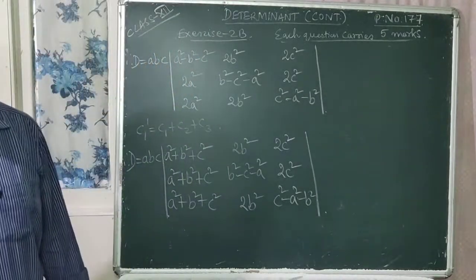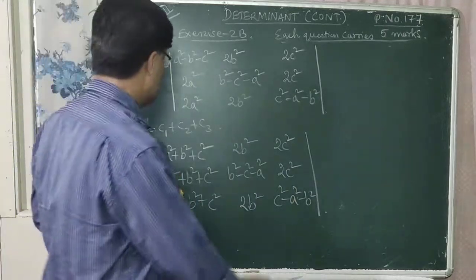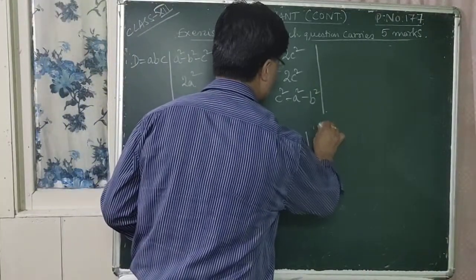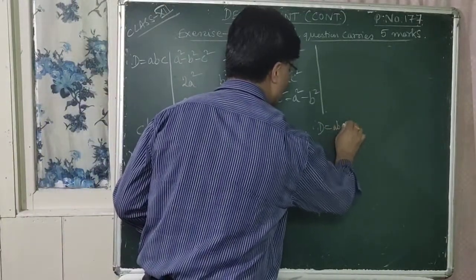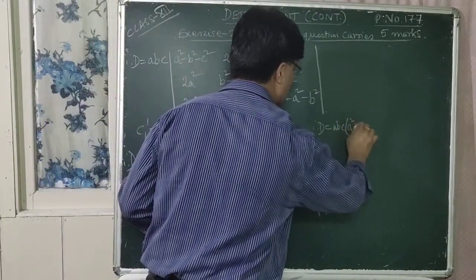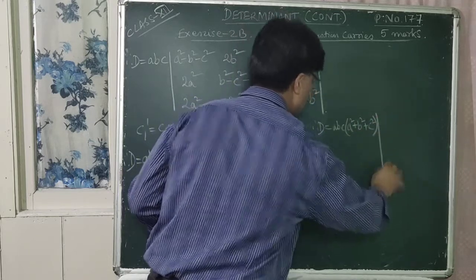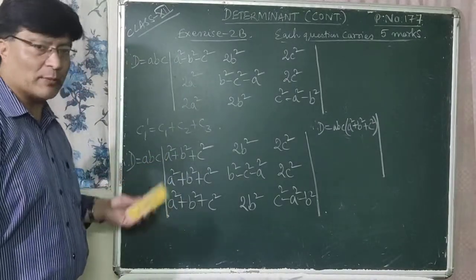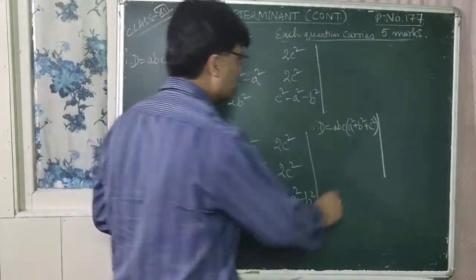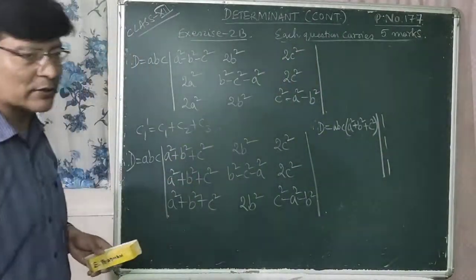Now what will you do in the next step? You can take common from the first column, right? So therefore D is equal to abc within bracket a square plus b square plus c square, right? A square plus b square plus c square is taken common outside. What is the new first column? 1, 1, 1. So let us write down the second column.